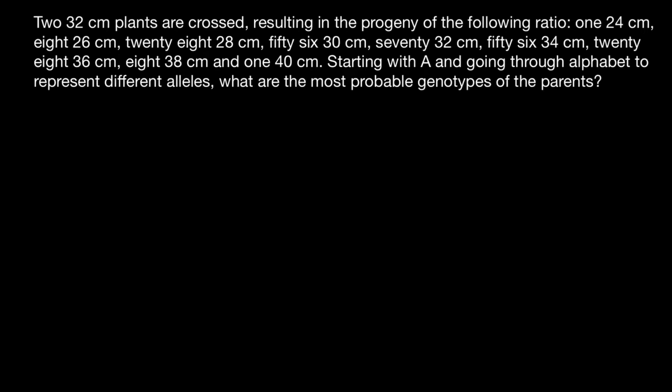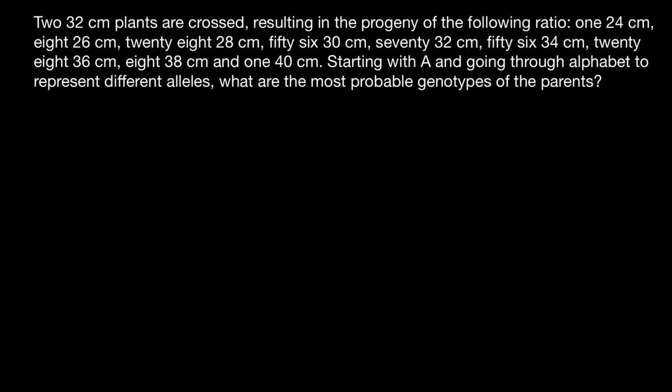Here's a problem: two 32 cm plants are crossed, resulting in progeny in the following ratio: 1 24 cm, 8 26 cm, 28 28 cm, 56 30 cm, 70 32 cm, 56 34 cm, 28 36 cm, 8 38 cm, and 1 40 cm. Starting with A and going through the alphabet to represent different alleles, what are the most probable genotypes of the parents? And how are we going to solve this problem.